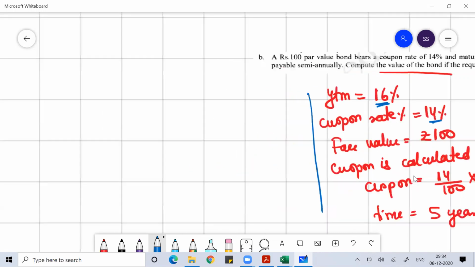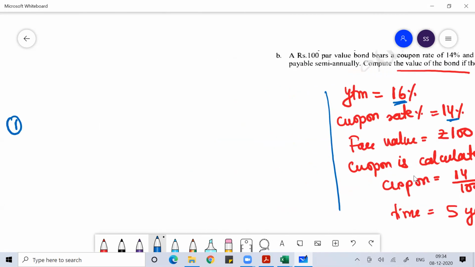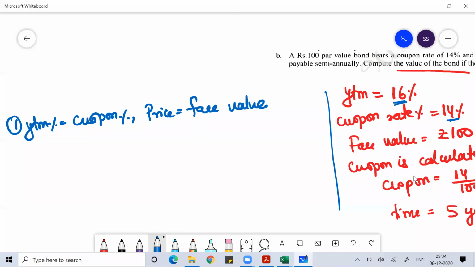Please understand and remember this. If your YTM percentage is equal to the coupon percentage, that means the price of the debt instrument is equal to the face value. And if the price of the debt instrument is equal to the face value, it means it is issued at par.